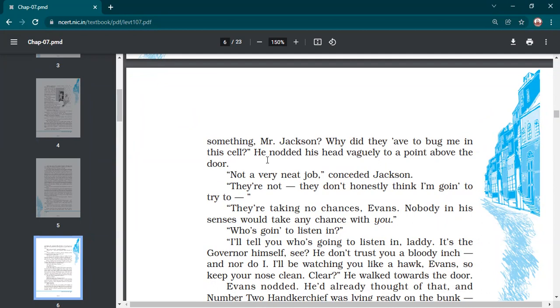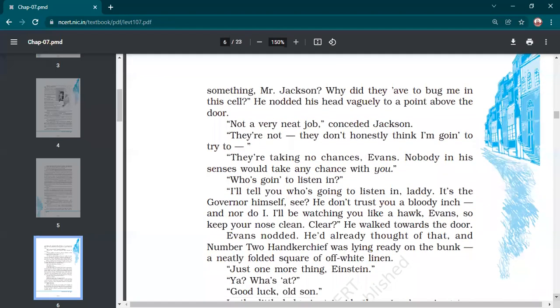So he says why are they bugging me and bothering me in the cell, कि यहीं पे मेरा एग्जाम ले रहे हो जहाँ पे मैं सेल में हूँ. They have not arranged any other room for me. So Jackson is not at all interested in the questioning of Evans.